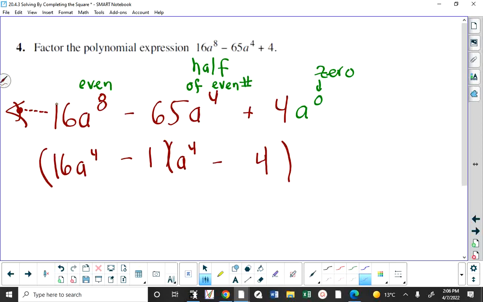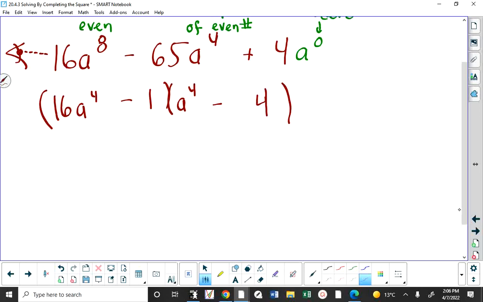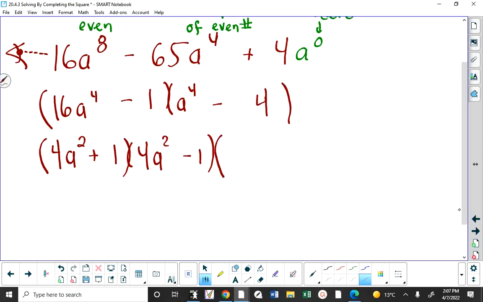These are both, though, differences of squares. So I can factor this into 4a squared plus 1 and 4a squared minus 1. And I can factor this into a squared plus 2, a squared minus 2.